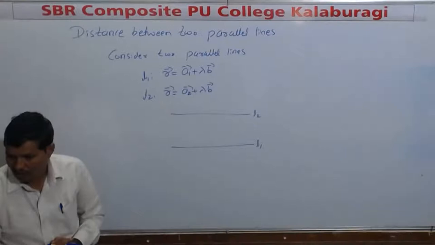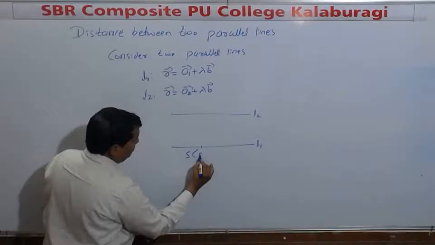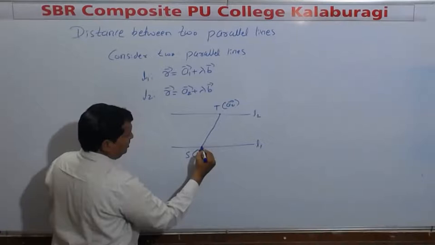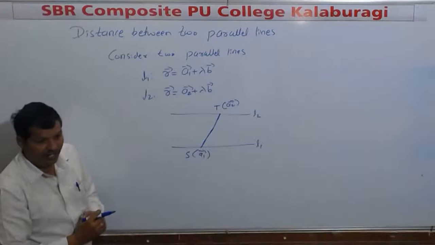Let S be the point on the line L1 whose position vector is vector A1. Again, let P be the point on line L2 whose position vector is vector A2. Join SP. Same principle. Join SP. What you have to find is the distance between two parallels. Anywhere, you can take any two points and join them here.